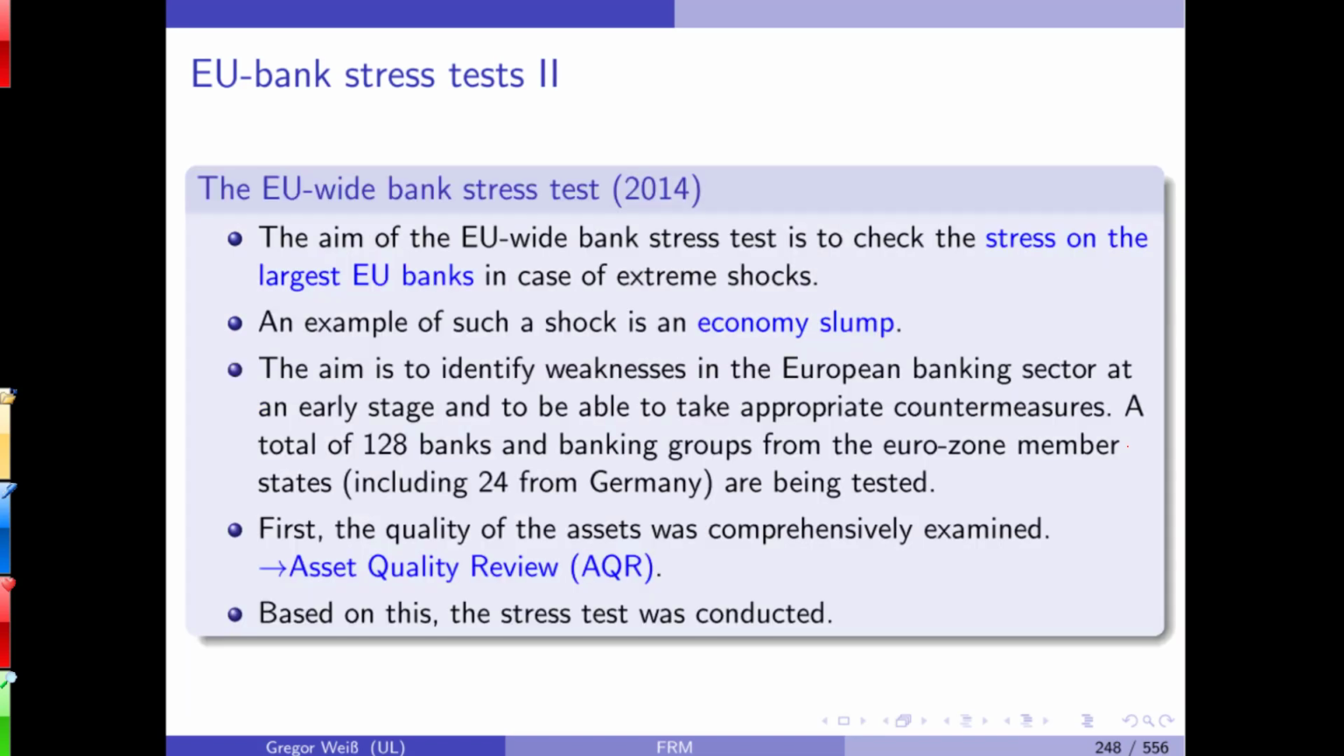Now, let's look at the one from 2014. The aim of the EU-wide bank stress test was to check the stress on the largest systemically important EU banks in the case of extreme shocks to the economy. For example, one shock was an economic slump, GDP growth goes down by a certain amount of percentage points. And the aim was to identify weaknesses in the European banking sector at an early stage and to be able to counteract. How would you counteract if you knew which banks could get into trouble if there was another crisis?